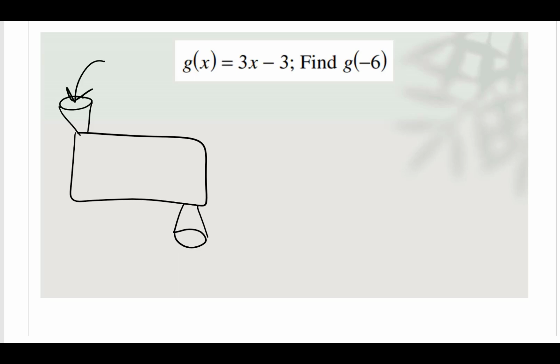So the number I'm putting inside, I'm going to look right here. We need to use -6, right? Because if you look here, x is now -6.